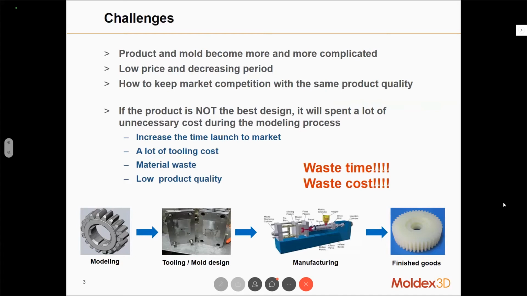Also, companies try to keep market competition with the best product quality. So if your product is not the best design, you will spend a lot of unnecessary costs during the modeling process, such as increased time to launch to the market, a lot of tooling costs, material loss, and low product quality. In the end, we can say you're going to waste time and waste cost.